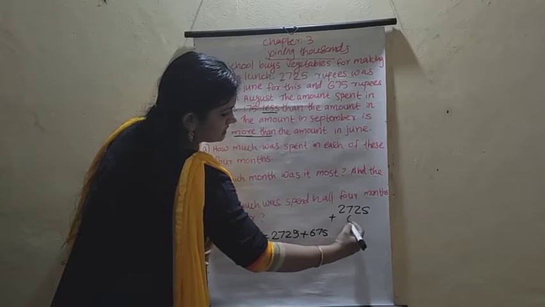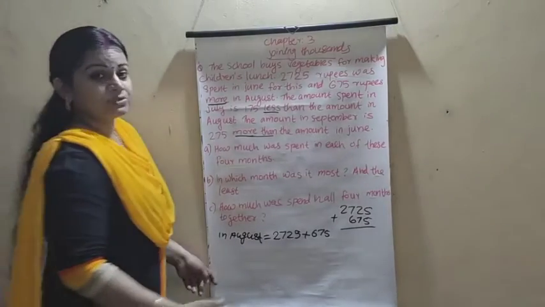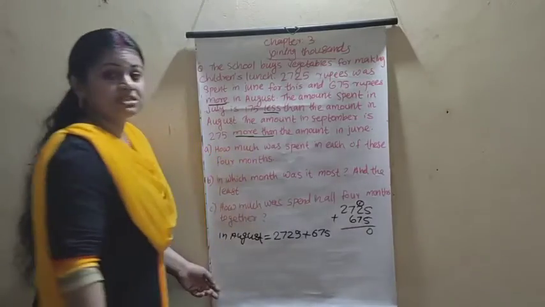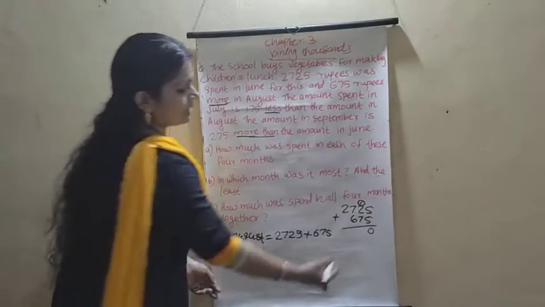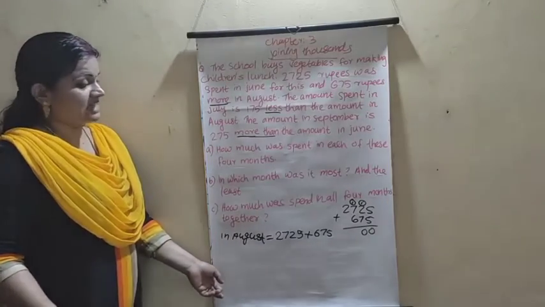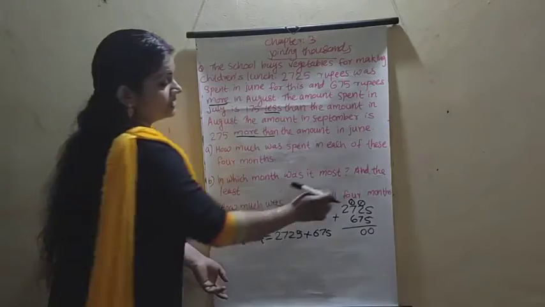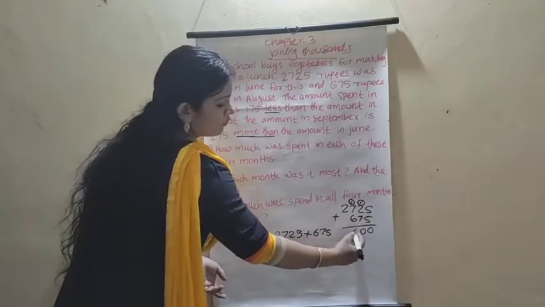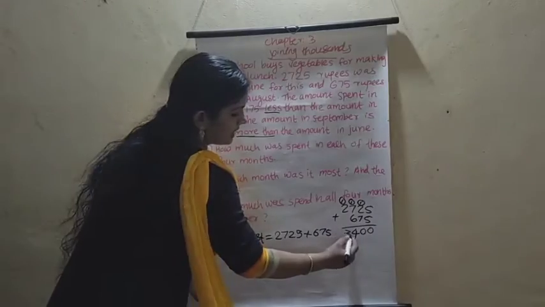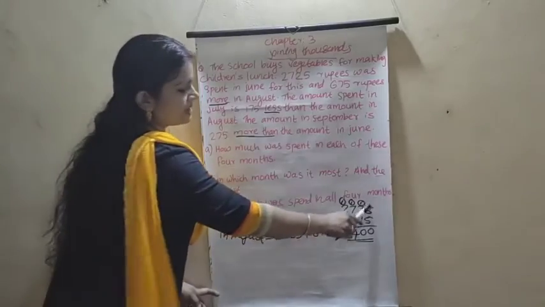2,725 plus 675. Add these numbers. 5 plus 5, 10. 1 is the carryover. 7 plus 2, 9. 9 plus 1, 10. Again 1 is the carryover. 6 plus 7, 13. 13 plus 1, 14. 1 is the carryover. 2 plus 1, 3. Then we got 3,400.